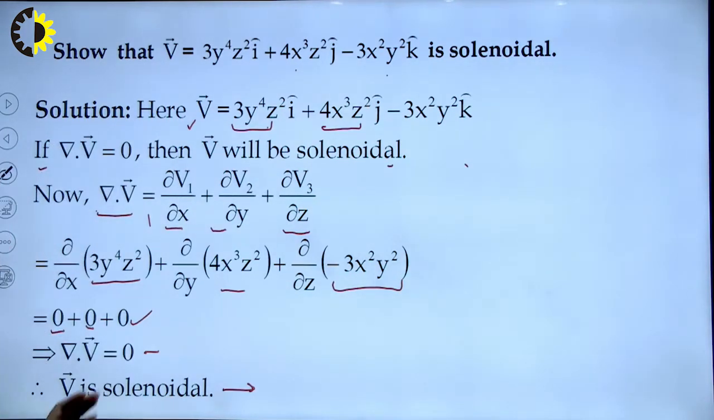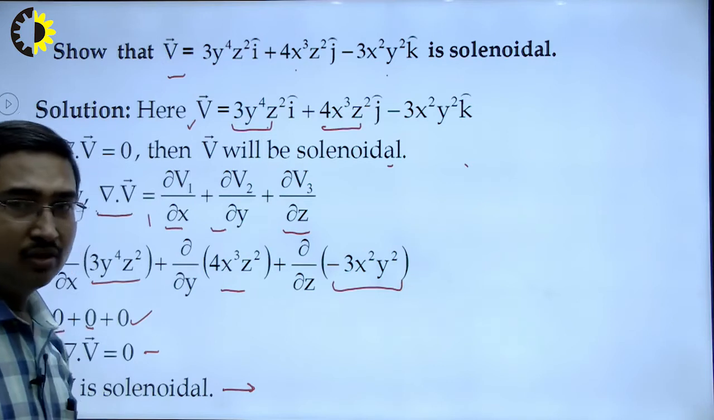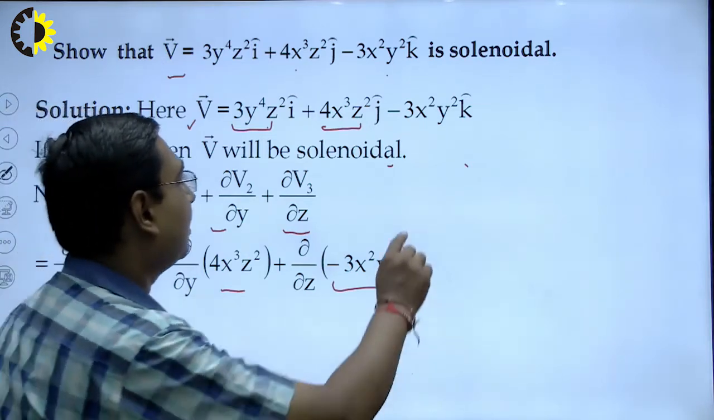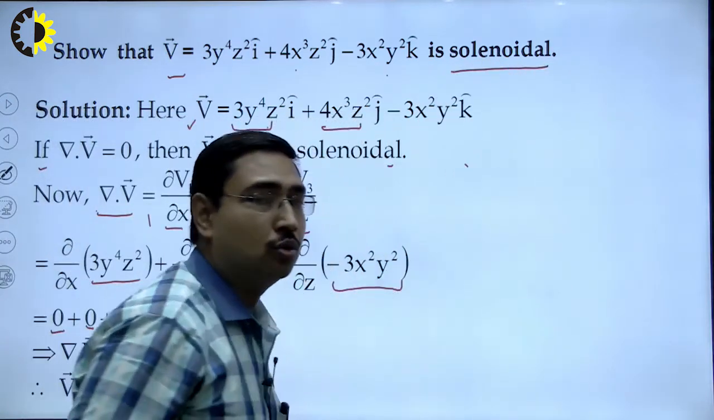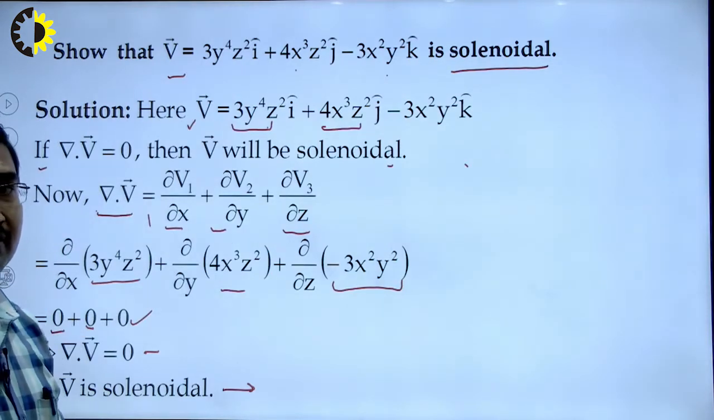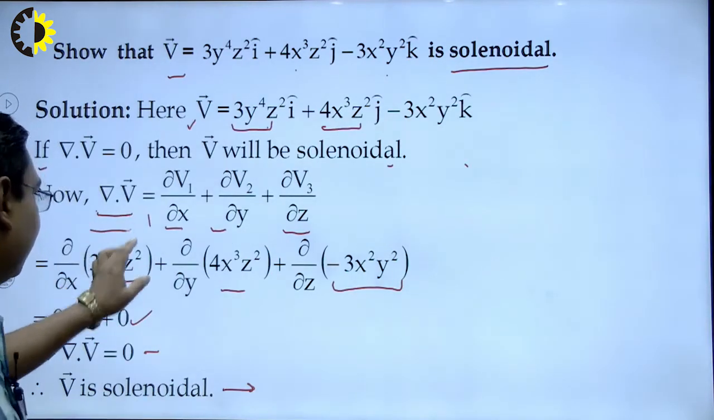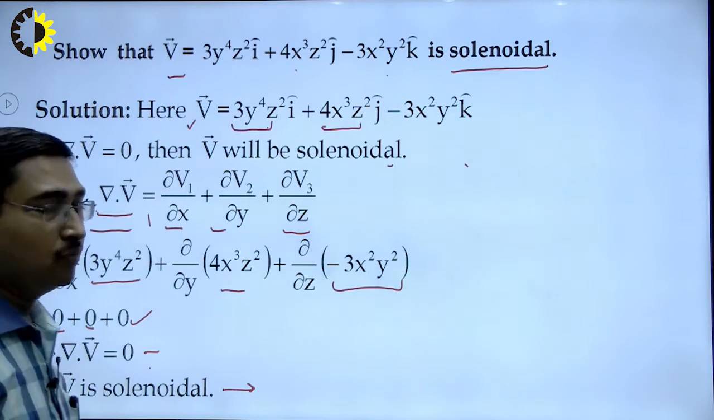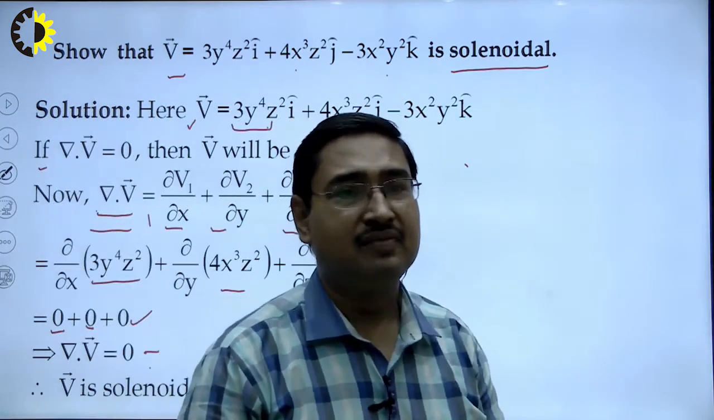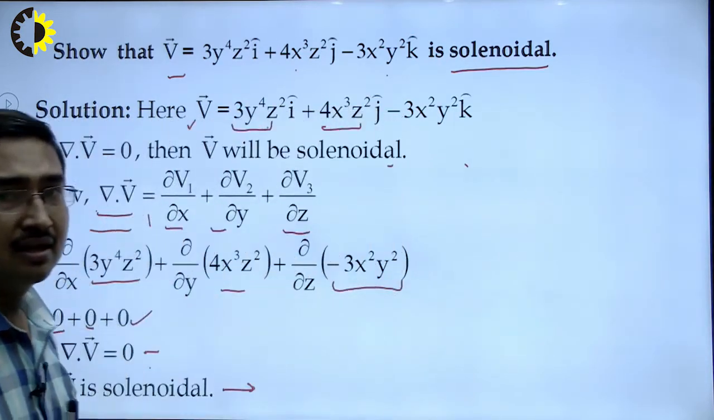What I have done? This vector v was given to us, in fact vector function, and we were willing to show that it is solenoidal vector function. I have calculated its divergence. Divergence came out to be 0, and it proved that this function v is solenoidal.